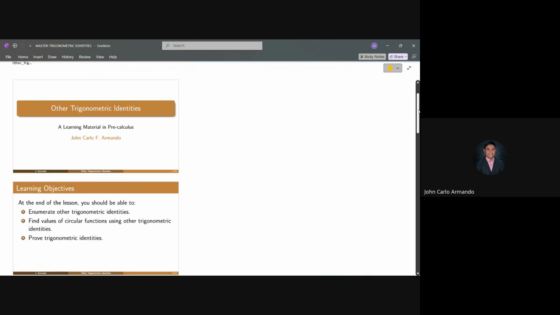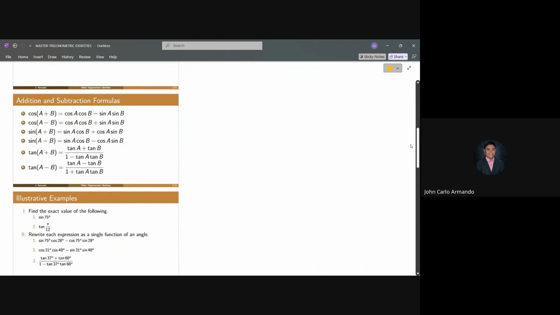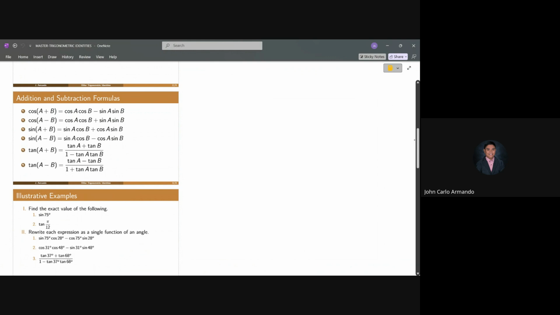So we have first set of identities or formulas, which are called the addition and subtraction formulas. So as you can see here, we have cosine A plus B is just simply cosine A times cosine B minus sine A times sine B. And for minus, that's cosine A minus B, the same, but you only change the operation. That is cos A cos B plus sine A sine B. And for sine A plus B, that is equal to sine A cosine B plus cosine A sine B. And for sine A minus B, that is equal to sine A cos B minus cos A sine B.